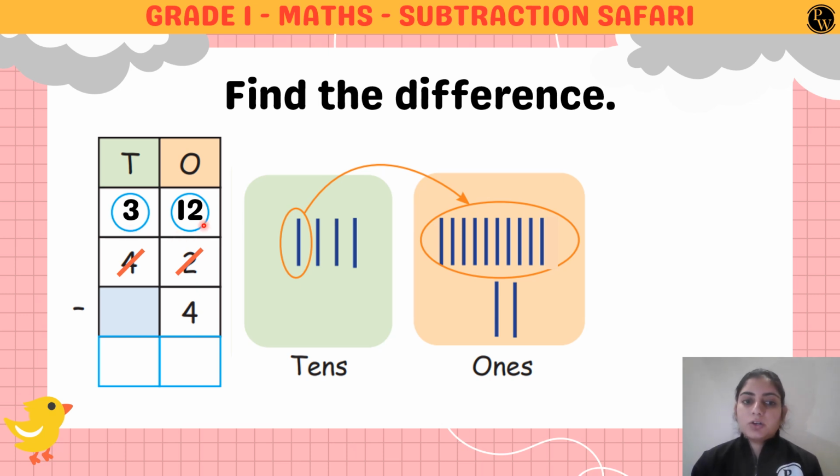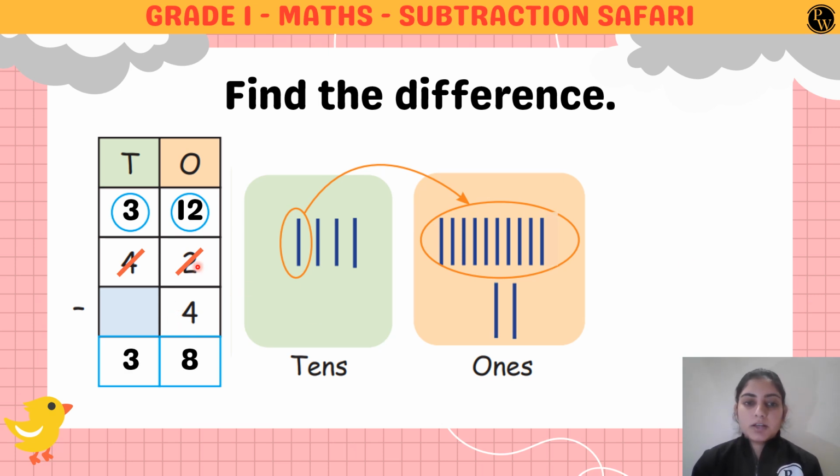Now on subtracting 12 minus 4, we get how many bars? Let's count. If we subtract 4, that is 1, 2, 3, 4. We have subtracted these 4 bars. Now let's count the remaining number of bars. That is 1, 2, 3, 4, 5, 6, 7 and 8. So we are going to be left with 8 standing bars in the ones place.